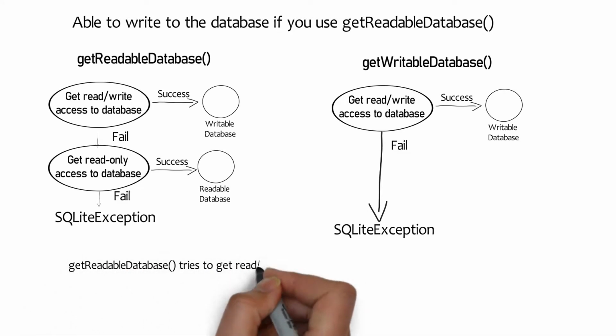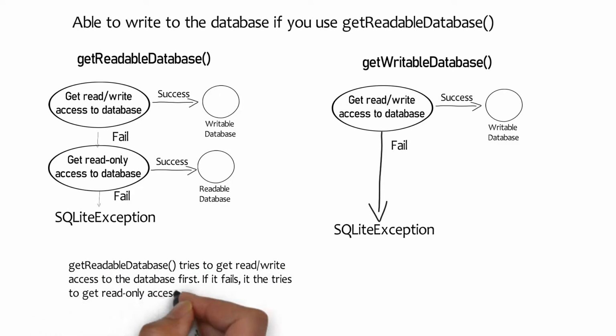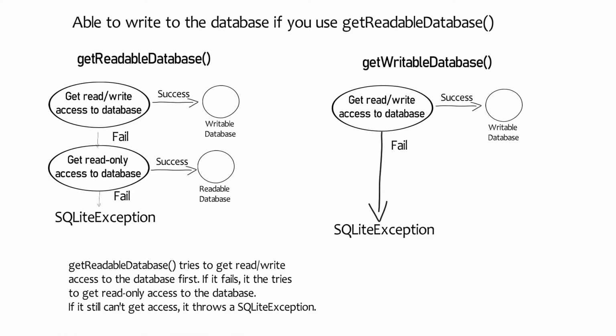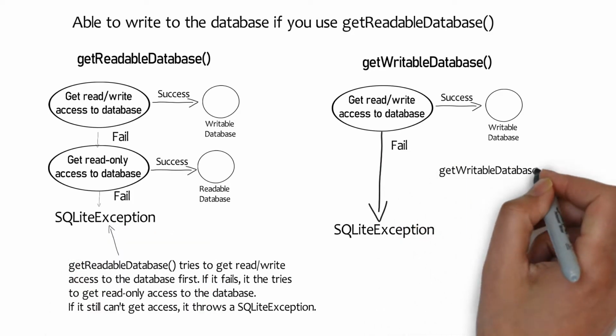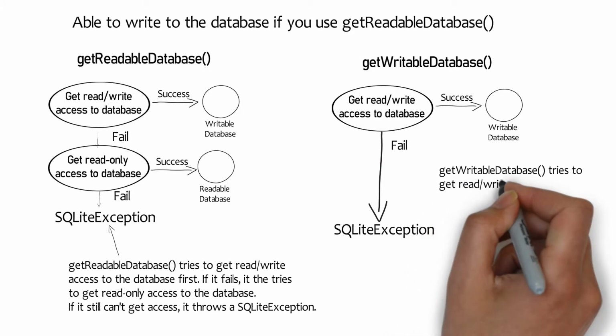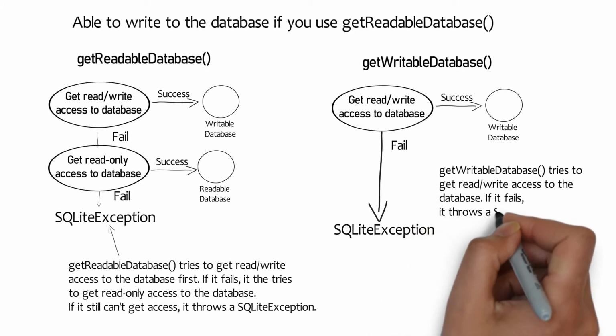The getReadableDatabase method tries to get read or write access to the database first. If it fails, it then tries to get read-only access to the database. If it still can't get access, it throws a SQLiteException. getWritableDatabase tries to get read or write access to the database. If it fails, it throws a SQLiteException.